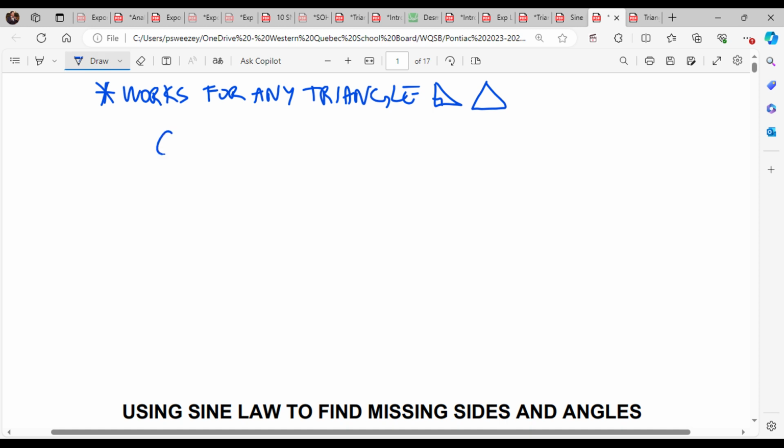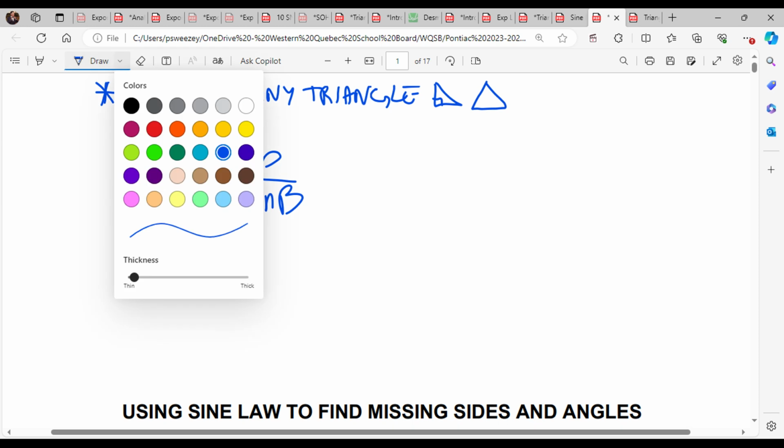So what does this formula look like? Well, it looks like this. There's a couple of things I'm going to add into this. So a over sine A is equal to b over sine B. There are 3 side lengths to a triangle. If you type this in online, you may see a over sine A is equal to b over sine B is equal to c over sine C. But we're really only going to be looking for one side length at a time or one angle at a time. So let's just keep it like this and make it easier on ourselves.